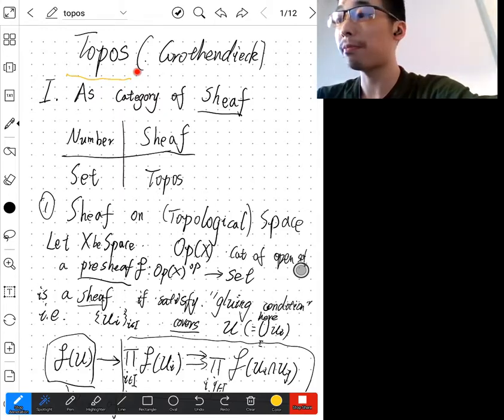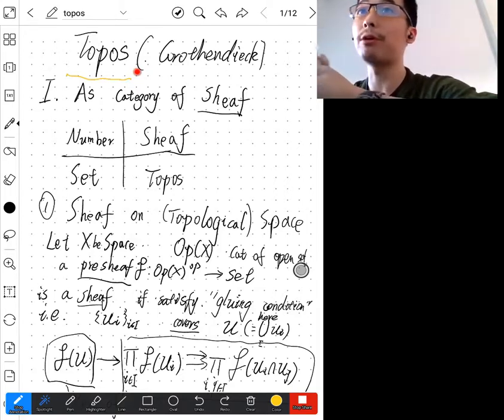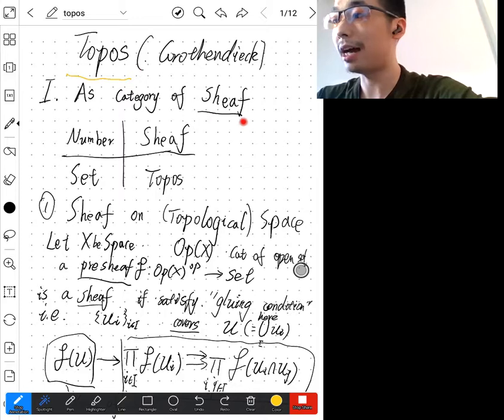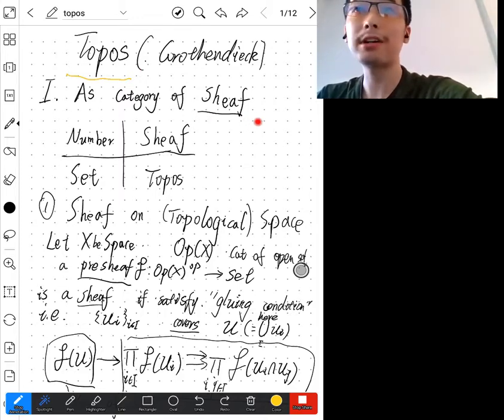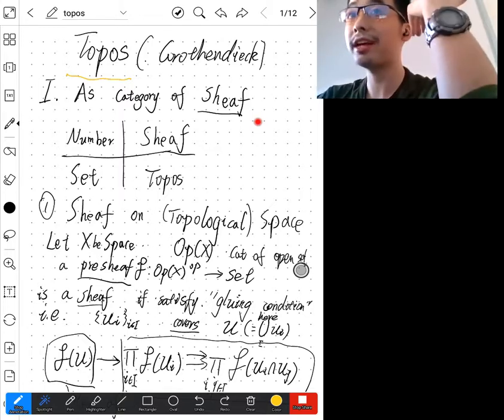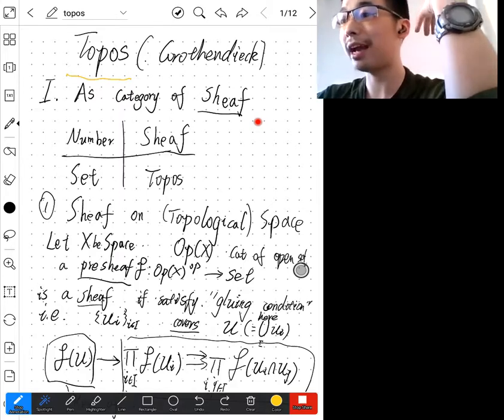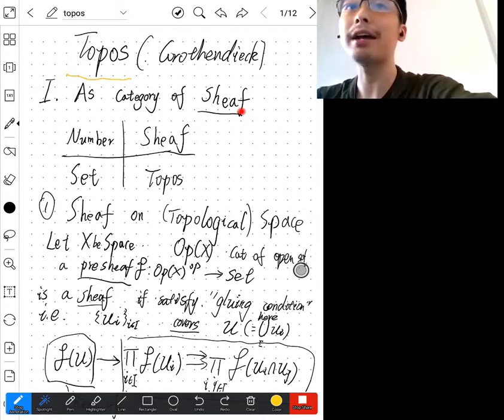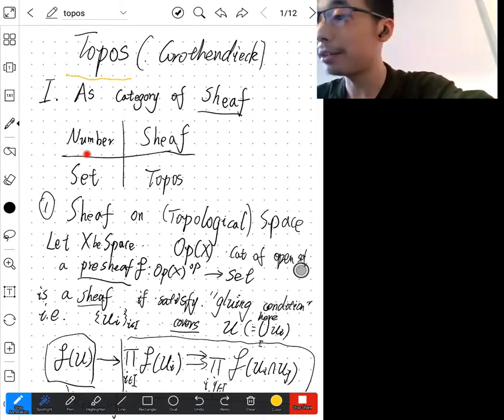So I will talk about two parts. There are many aspects of topos, but today I will pick two more basic parts. The first is topos as a category of shape. Many people may first hear of topos as some fancy name for the category of shape. So maybe I talk about the relation of shape theory and topos theory.